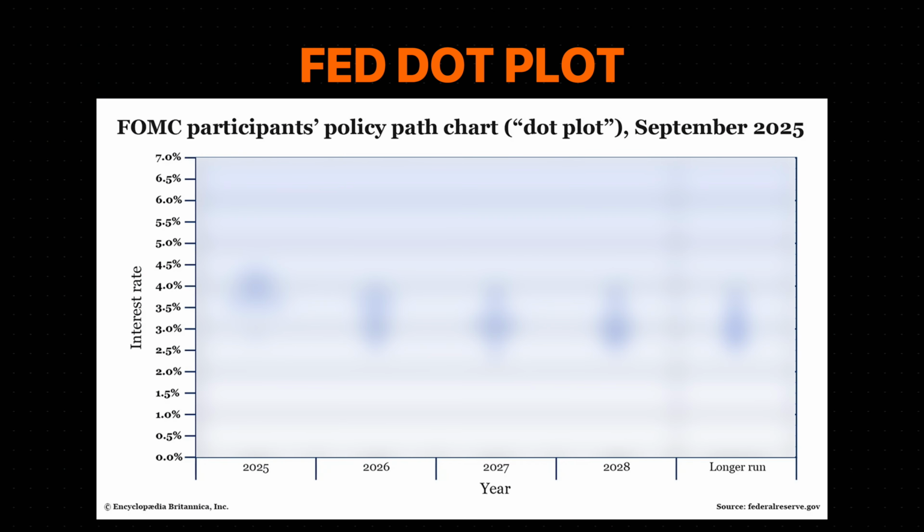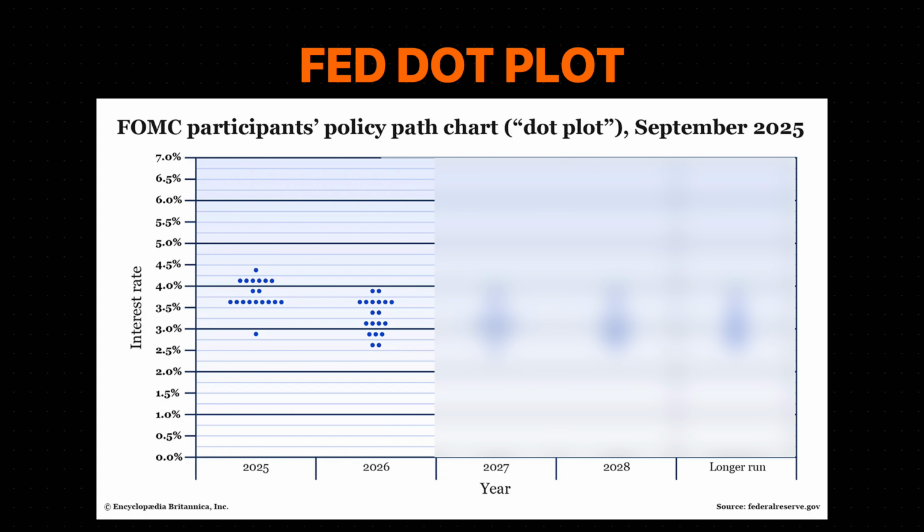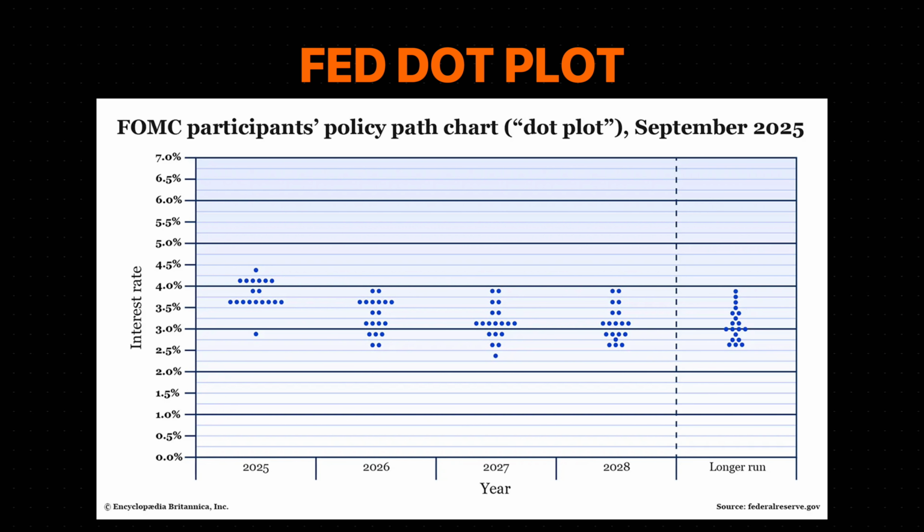The real forward guidance comes from the Fed's dot plot, which shows where policymakers expect rates to go over the next few years. 2025, most dots are between 3.6 and 4.1. That means we're likely to just get 1 or 2 more cuts this year, and that's it. 2026, the median falls at 3.4, which is still very high historically. 2027 to 2028, rates bottom out near 3%, and in the longer run, neutral sits at 3%.